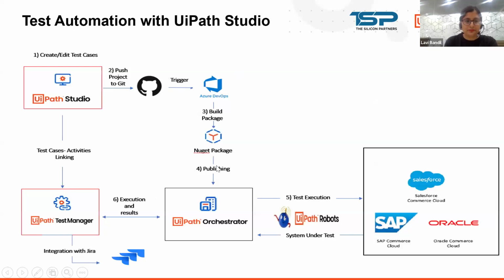And after that, test automation with UiPath. This is a diagram with the help of which we can easily understand what we are going to demonstrate in this webinar. Let me give you a brief on how you can achieve integration, and how test manager and orchestrator work. Firstly, you have a test automation project in your UiPath Studio.